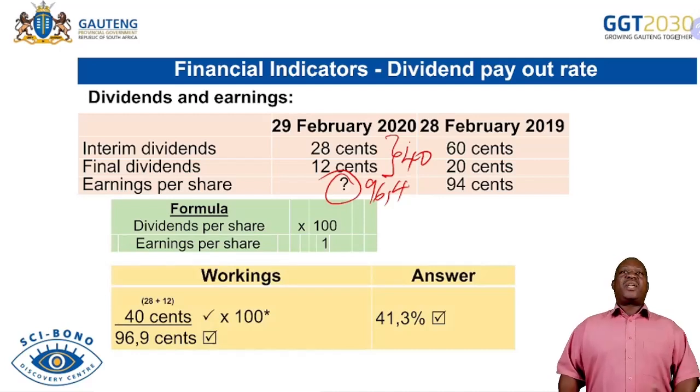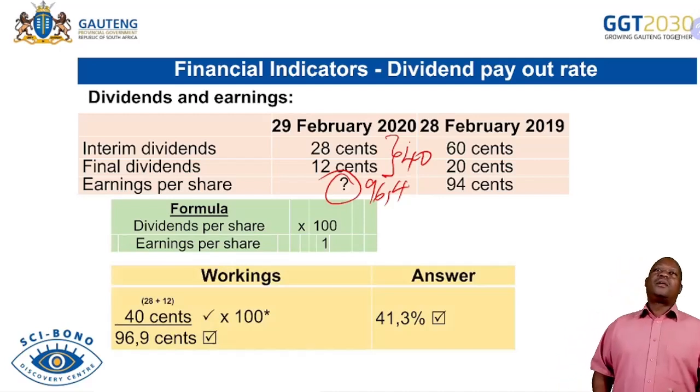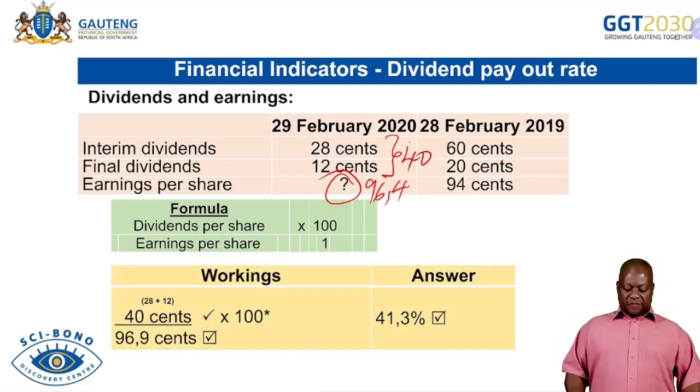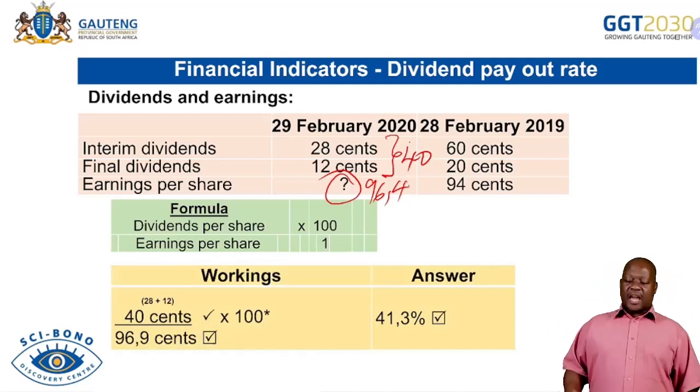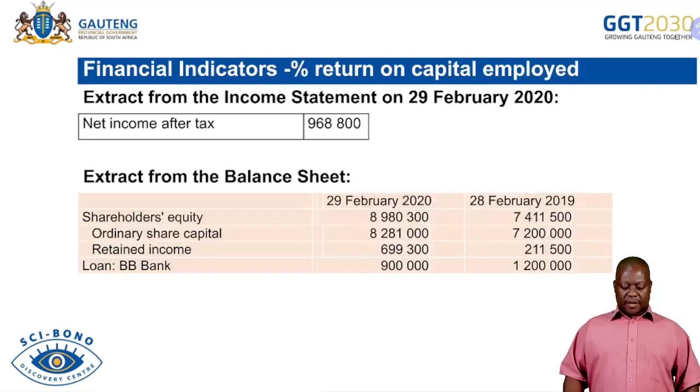So what percentage are we retaining? What percentage is our retained income? It is going to be our 100 minus the 41.3%, which amounts to something like 58.7%. We are retaining that percentage. Why? For future expansion of the business. Please take note. We are interested more in the calculation. Take the information into the formula that is given to you, as long as you know which formula to take from the formula sheet. Let's check on the last one.